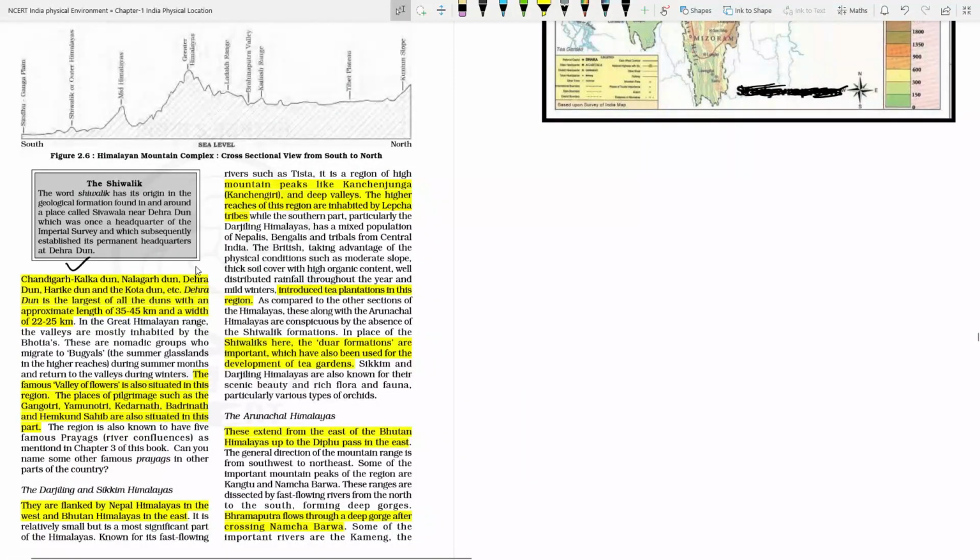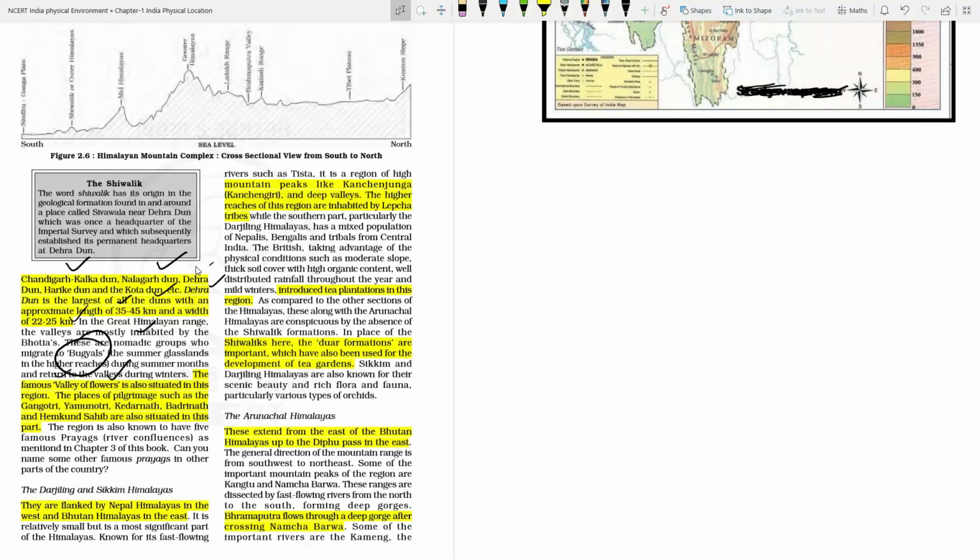The many Duns like Chandigarh, Kalka Dun, Nalagarh Dun, Dehradun. Among those, Dehradun is the largest one. It has a length of around 35 to 45 kilometers and a width of 22 to 25 kilometers. We will see in the mains class how those Duns have been formed. This area is also known for the nomadic groups, that is Bhugyals. Okay. This is also a UNESCO World Natural Heritage Site, like the Valley of Flowers. It is known for Nanda Devi and the Valley of Flowers.